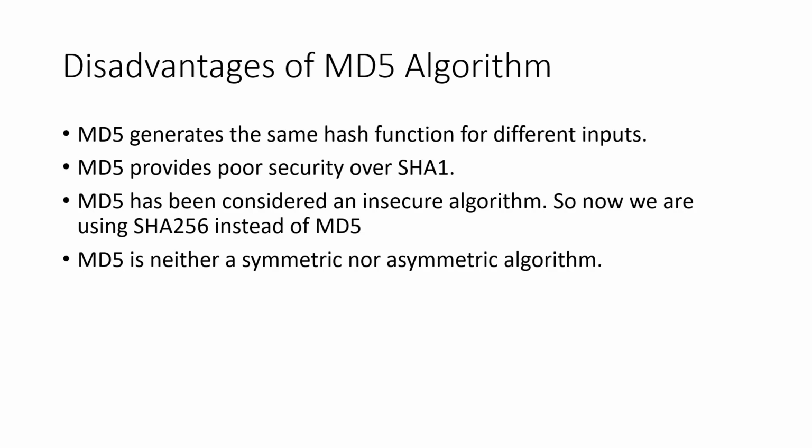MD5 provides poor security compared to SHA1. Yeah, SHA1 we are going to learn about next. It is an outdated version. MD5 is the base of SHA. It is also a message digest. So it provides very poor security compared to SHA1, because MD5 is 128 bits and SHA1 is 160 bits. So MD5 has been considered an insecure algorithm. So now we are using SHA256 instead of MD5.